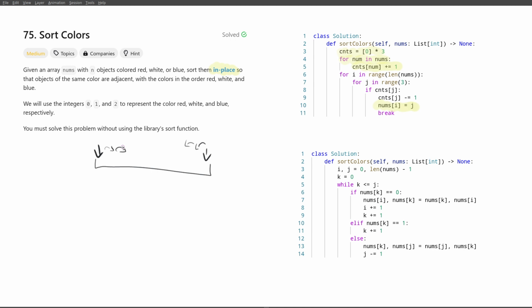And if at some point you cannot move those bounds inwards, that means that this number is too big and this number is too small, so you can swap them and move both the bounds inwards by one step. And after that, they meet at the position that your element should be. All the smaller ones are to the left, all the larger ones are to the right.